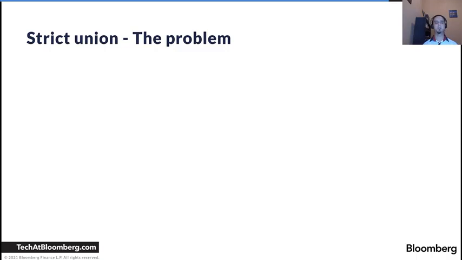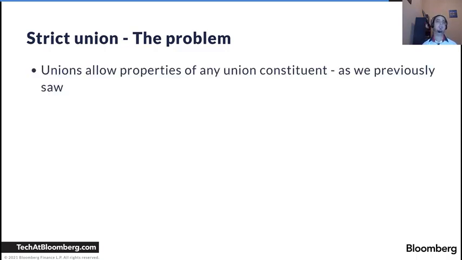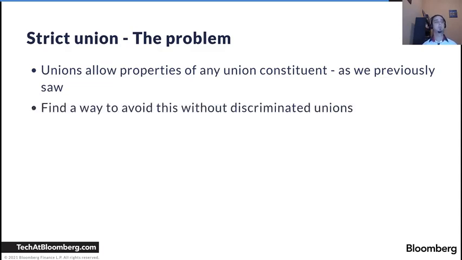Let's revisit the union problem that we saw at the beginning of this workshop, namely the fact that unions allow properties from any constituent of the union. We want to find a way to avoid this without using discriminated unions, which was the solution that we proposed.